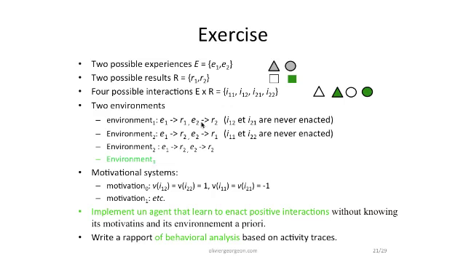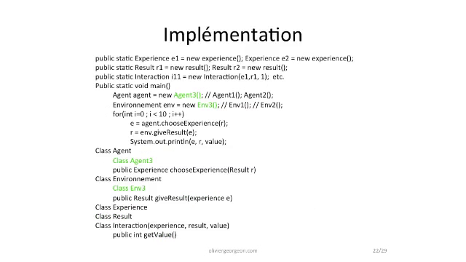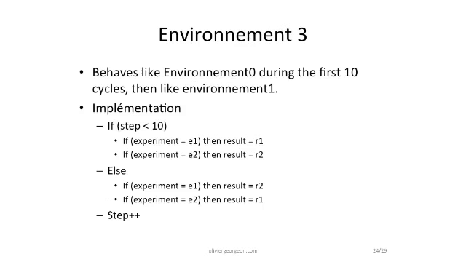So we have this first environment where it does E1, it receives R1, it does E2, it receives R2. And the second environment in which it does E1, it receives R2, it does E2, it receives R1. And the third environment in which it has to alternate to receive R2. So E1, R2, E2, R2.